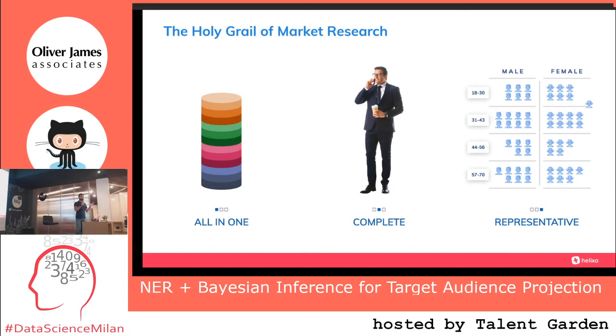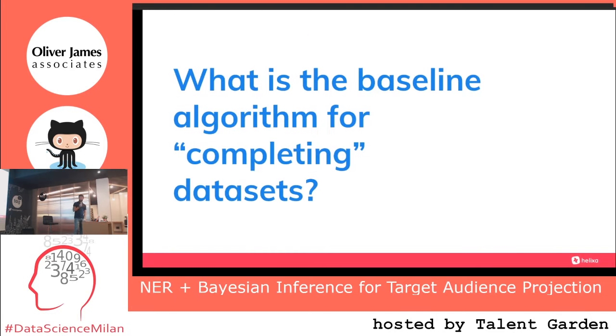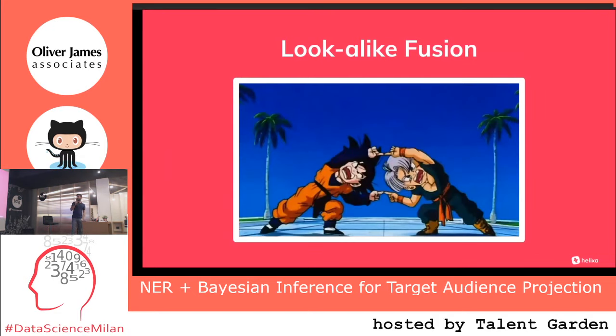So the holy grail of market research, and this is the biggest challenge of market research, is how do we find an all-in-one, complete and representative data set that contains everything you can possibly know about the population of consumers. This is the challenge we're going to address tonight. Now, is this something completely new? Well, no. Marketers have been working in this industry for many years. So what is the current baseline algorithm for completing data sets?